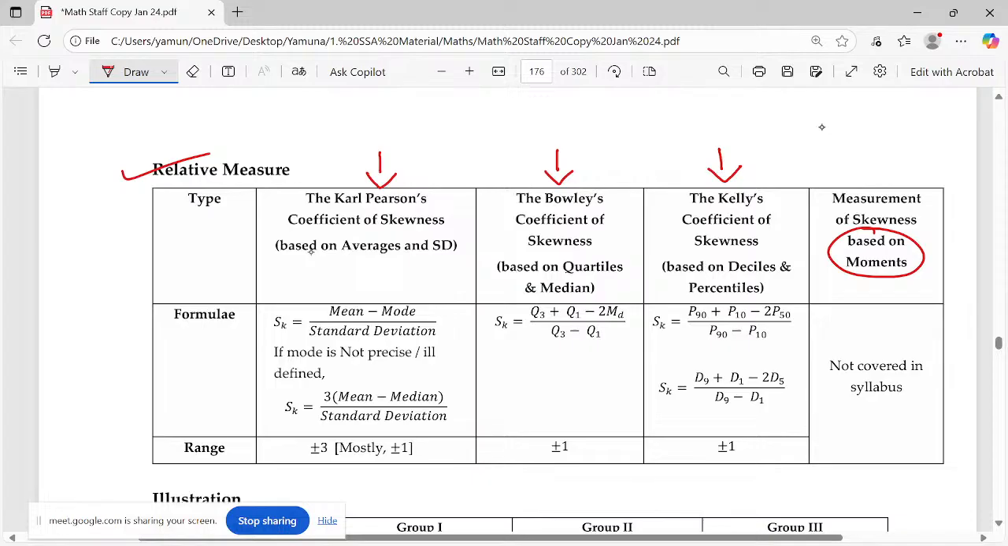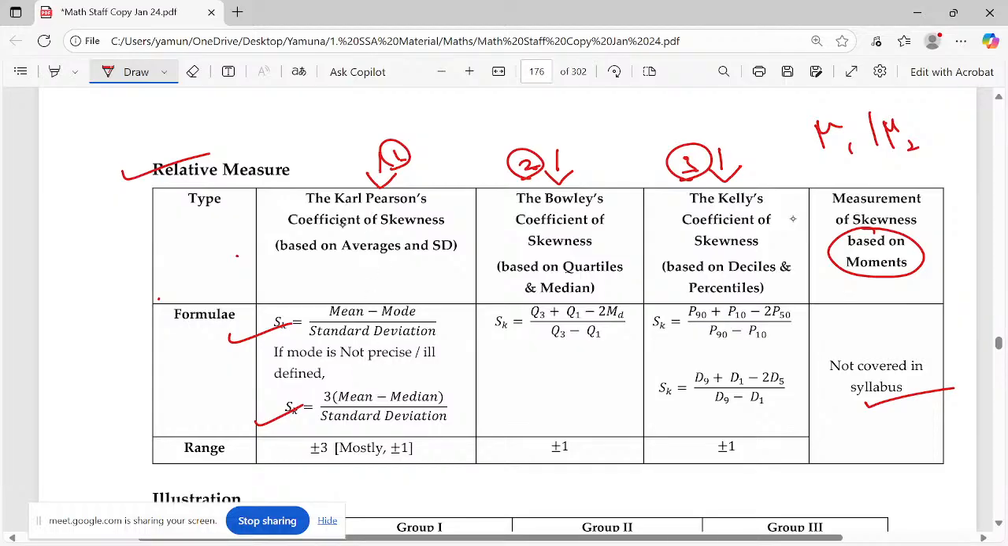Actually, we have something called measures based on moments. Probably we'll do it for population. It will have mu1, mu2 values and all. If you have mu1 and mu2, that's on population. So you need not worry, it's not covered in our syllabus. So based on moments also we have, but it's not covered in our syllabus. So we'll go for the three coefficients of skewness, first, second, and third.